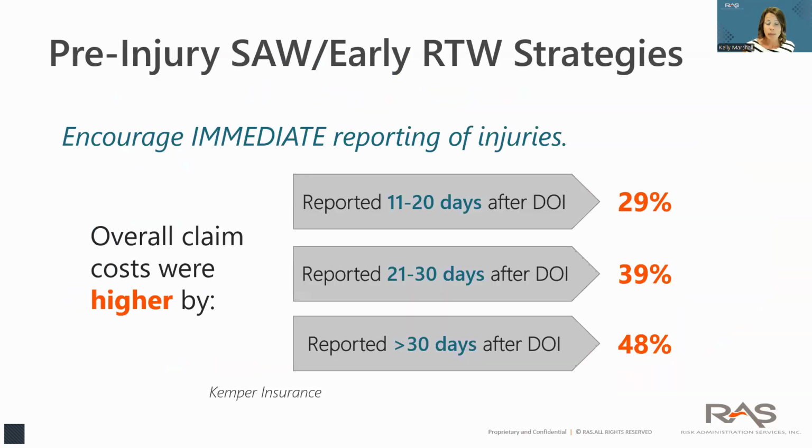So we talked about immediately reporting injuries, and this is why you'll see that that's important. Overall, claim costs were significantly higher with each of those subsequent delays, as you'll see here in that day of reporting. So when an injury is reported just 11 to 20 days after the date of injury, that claim cost is 29% higher. But when you jump to an injury that was reported more than 30 days after the date of injury, those claim costs are nearly 50% higher than they would have been otherwise.